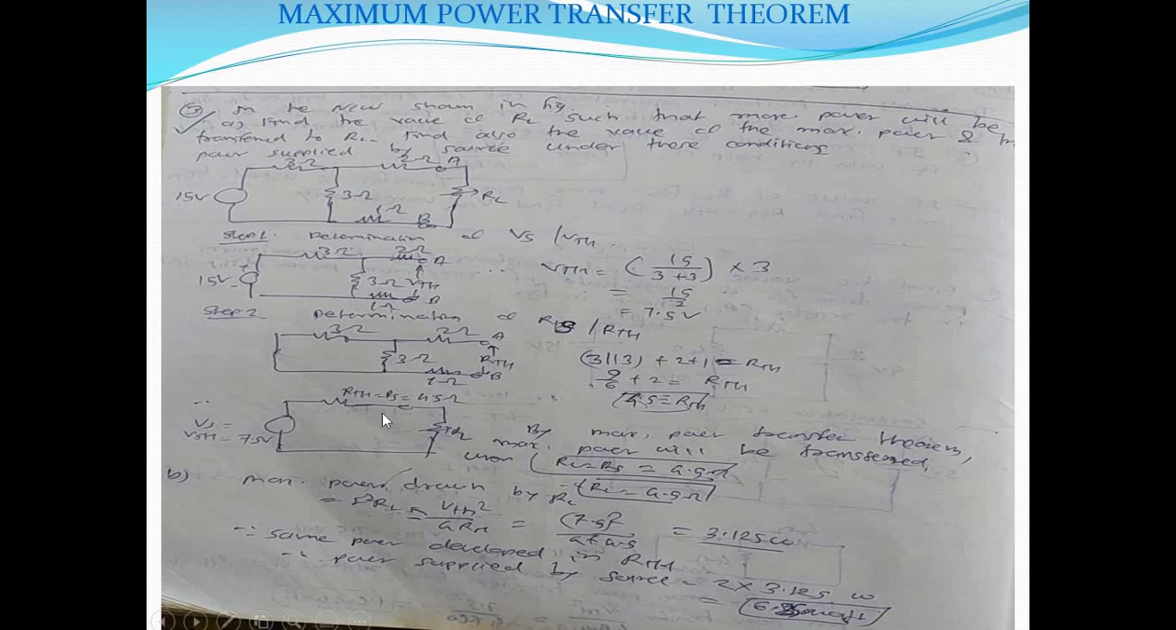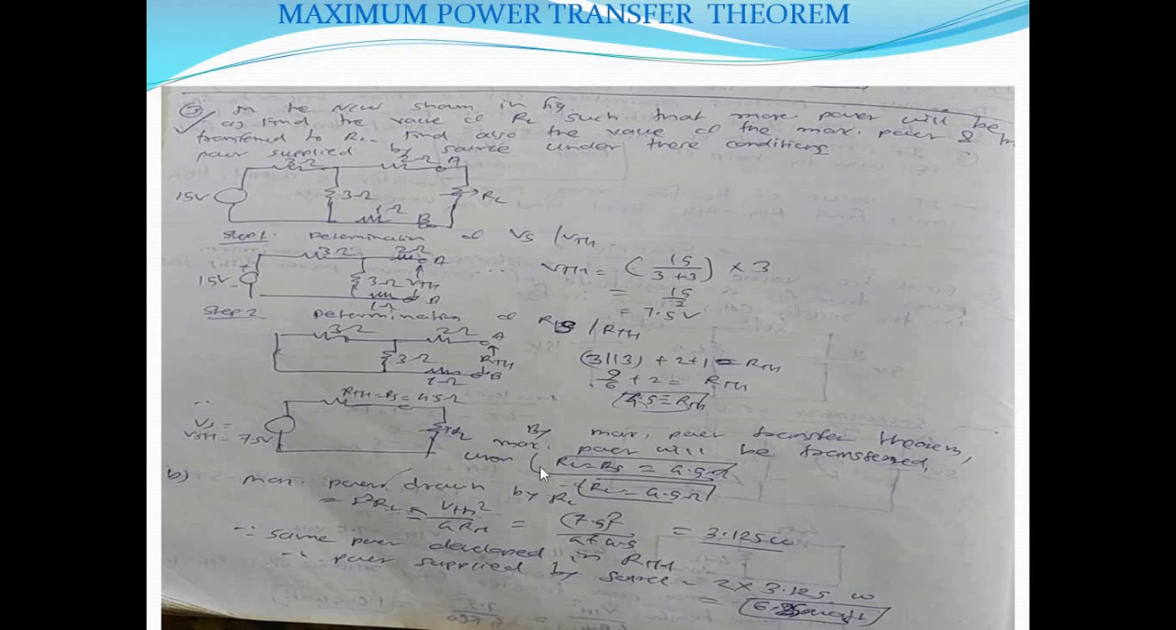Now we can draw the circuit for calculation using the maximum power transfer theorem. In it, Vth is 7.5 volt, connected in series with RTH or RS, which is 4.5 ohm, and RL, the variable RL, is connected in series with this. So what is the question? We need to find the load resistance at which maximum power will be transferred to the load. As per the maximum power transfer theorem, maximum power is delivered to the load when RL is equal to RS, that is, when RL is equal to 4.5 ohm. So this is the resistance at which maximum power will be delivered to the load.